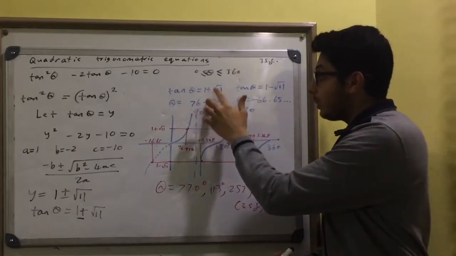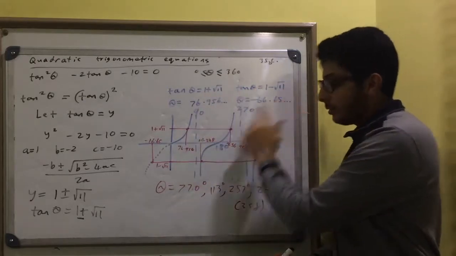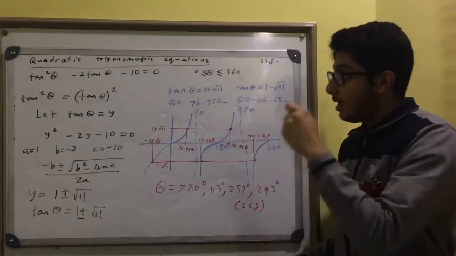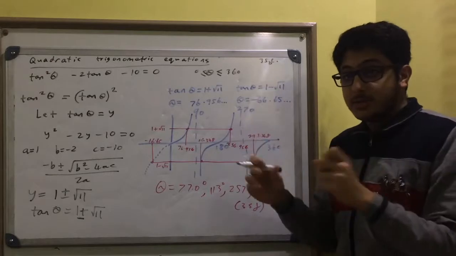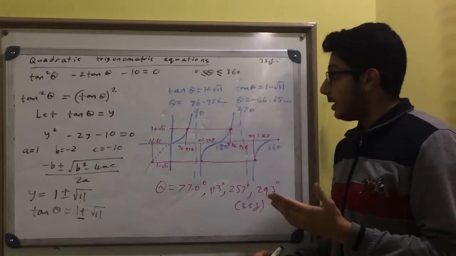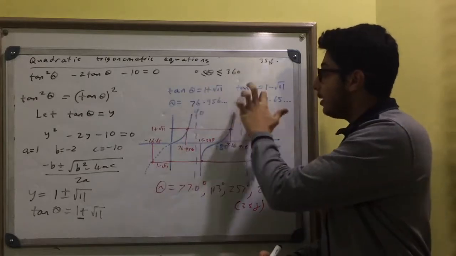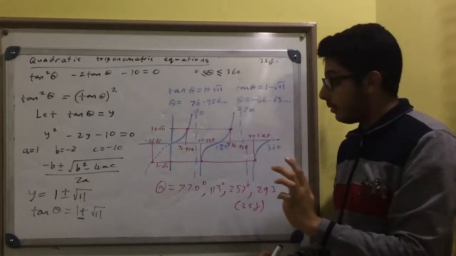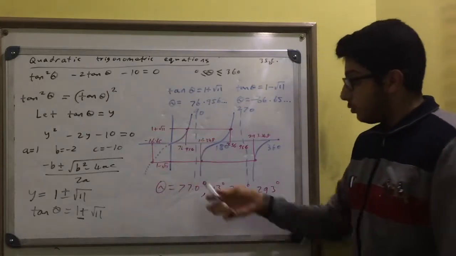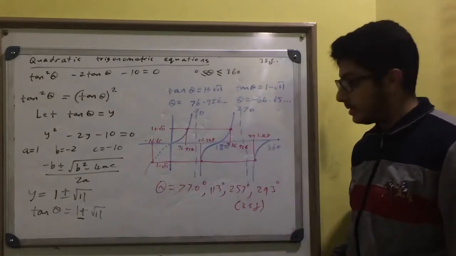So it's 1 plus root 11 and 1 minus root 11. 1 plus or minus, that's the thing with quadratics. Most of the time you have two answers. If you factorize this, you have two answers for tan theta, so you need to solve for both of them. One of them is usually positive and the other one is usually negative. So do not neglect the other answer.